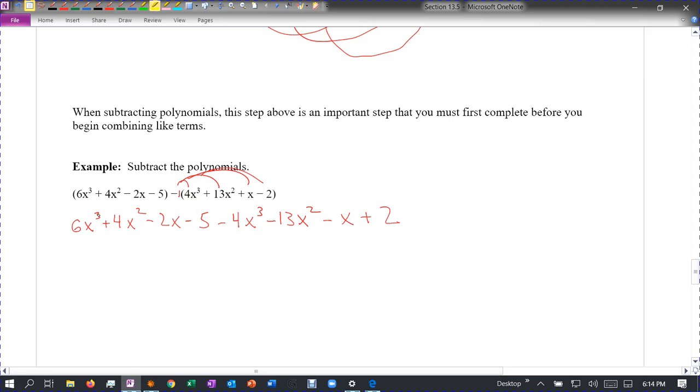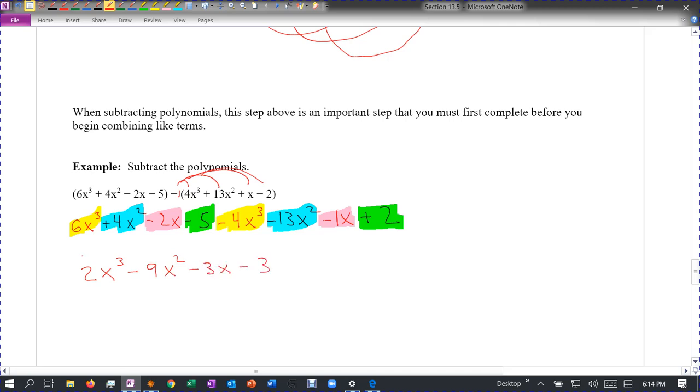Now I can collect like terms. So I've got x cubed there, those two can go together. X squared here, x squared here, I can put those two together. Minus 2x, minus x, put those two together. Minus 5 plus 2. So if I put the yellows together, I should just get 6 take away 4, which is going to be 2x cubed. Put the blues together, I go 4 minus 13, that's minus 9x squared. Put the pinks together, minus 2, and then take away, this is really a 1, so minus 3x. And then minus 5 plus 2 gives me negative 3. So there we go.